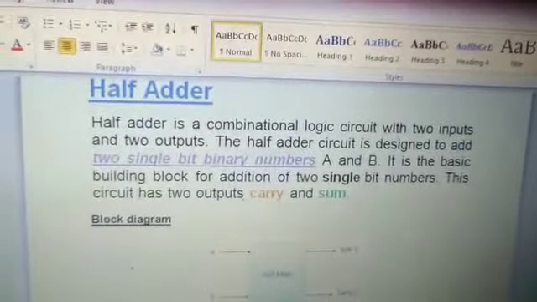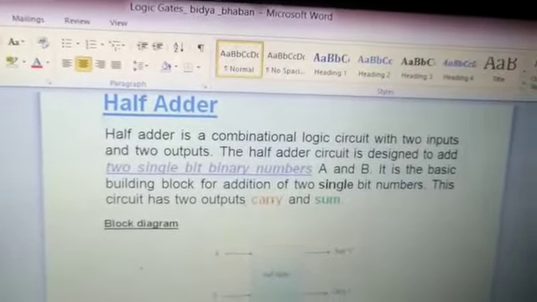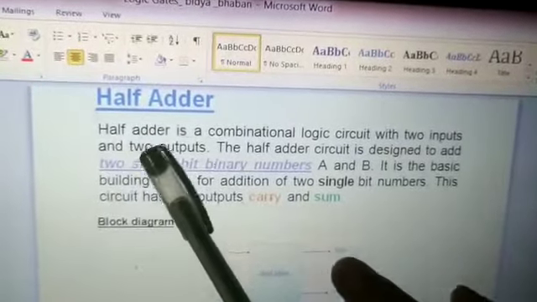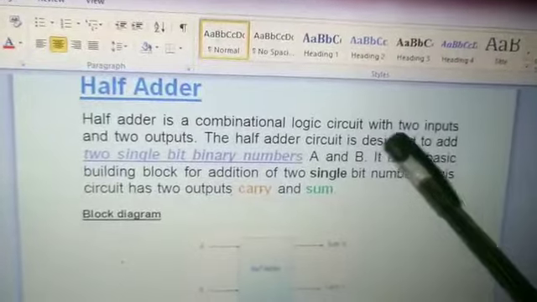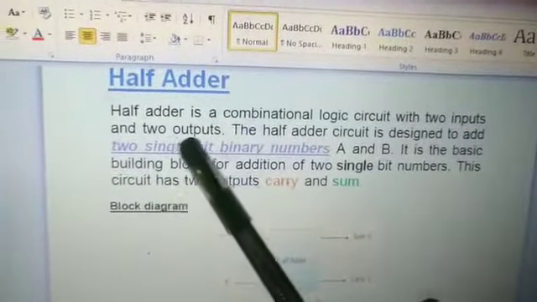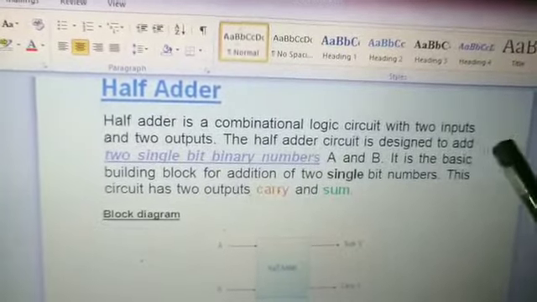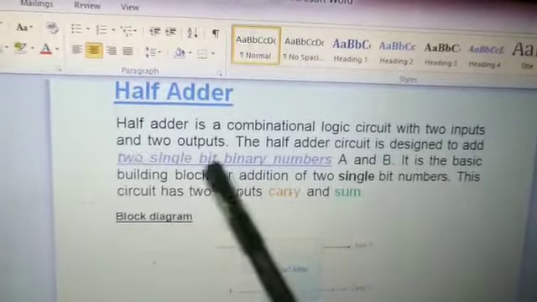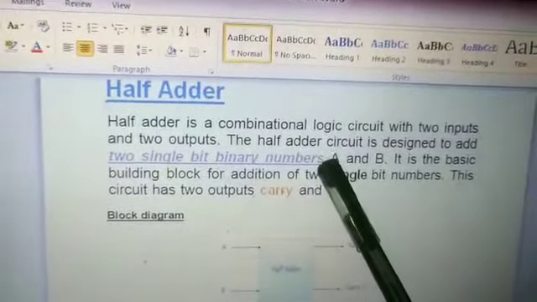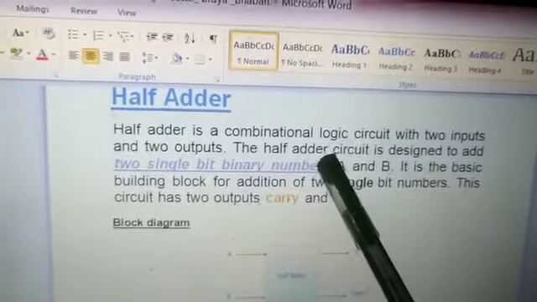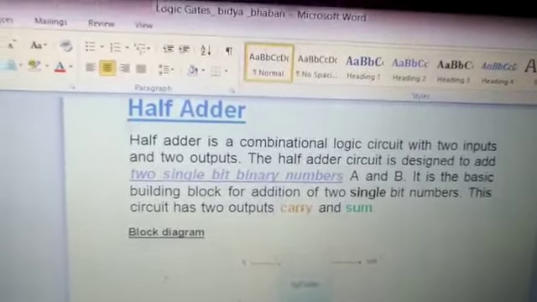What is the definition of a half adder? A half adder is a combinational logic circuit with two inputs and two outputs. You pass two inputs and you get two outputs. The half adder circuit is designed to add two single bit binary information. Remember that the half adder only adds two single bits, like 0 plus 1 or 1 plus 0.